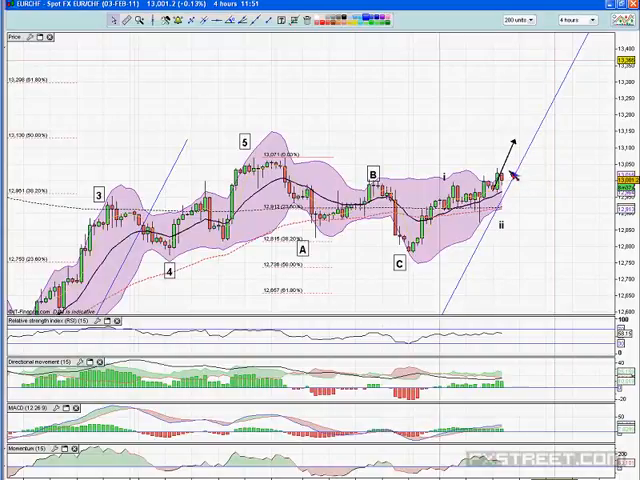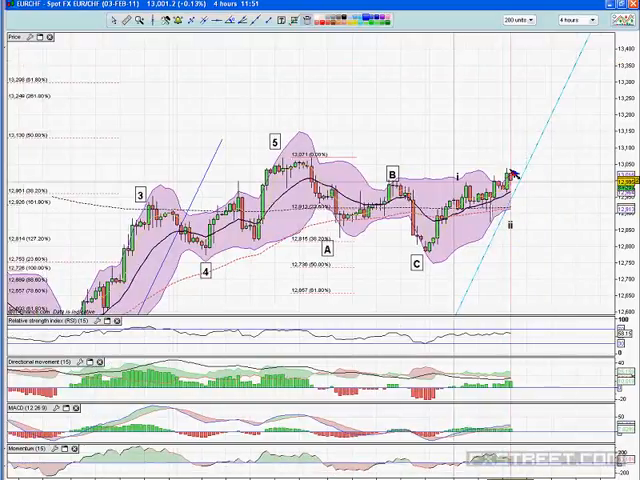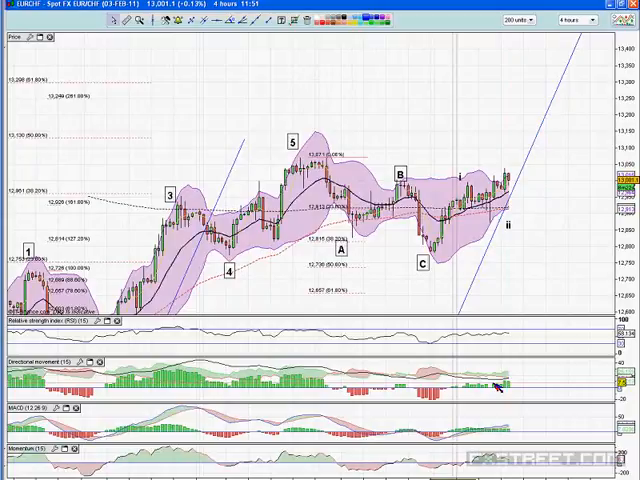And here I had an outside red, and now got an outside green, which is a bullish formation, and now got an inside red, which has no bias until the next candle. But all indicators are bullish.